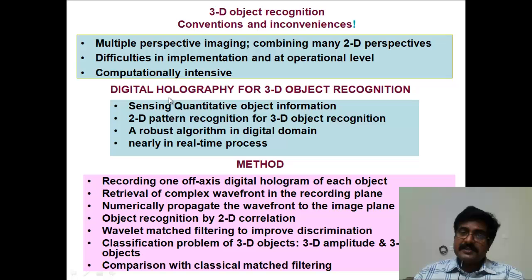Digital holography can sense 3D information that we have already seen. The hologram contains 3D information. Once you reconstruct, you get digital complex images, that is two-dimensional digital complex images, which contain 3D information. So by applying 2D pattern recognition techniques, we can have three-dimensional object recognition. Since the information is available in the digital domain, one can devise a robust algorithm for processing. Moreover, the object recognition process happens nearly in real time.